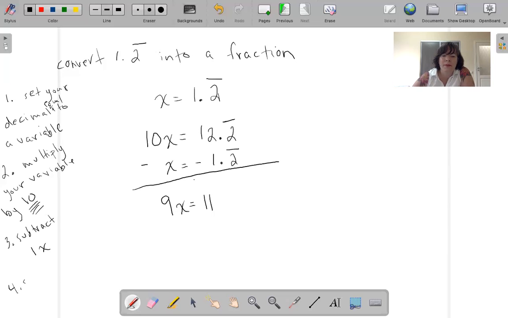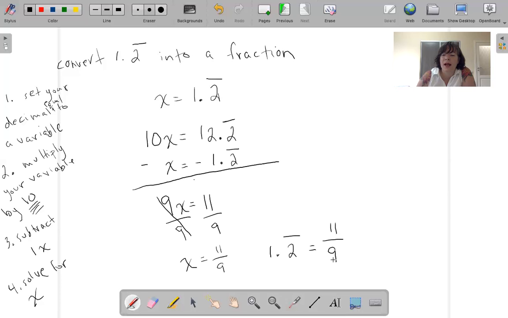Number 4, solve for x. How do we solve for x? Divide by 9, divide by 9. These cancel each other out. We've got x equals 11 over 9. Our x is 1.2 repeating. 1.2 repeating equals 11 over 9. That is so cool.